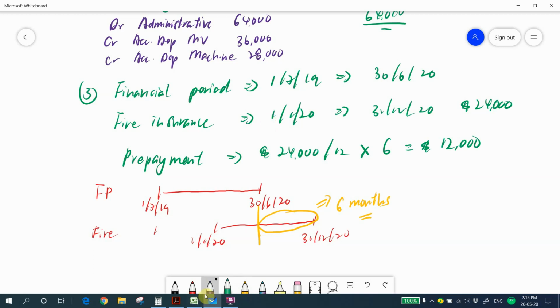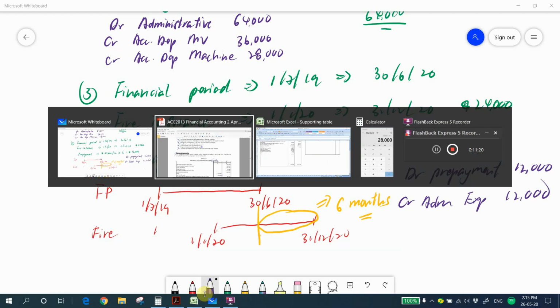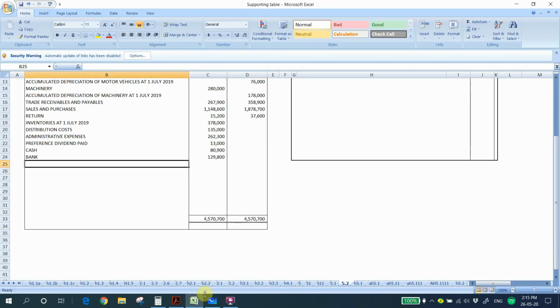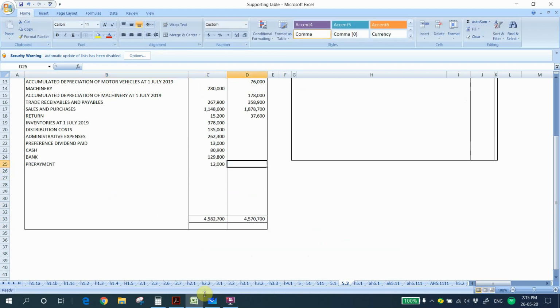Next, we are going to show the double entry for this 12,000. So we debit the prepayment account 12,000 and we credit administrative expenses by 12,000. So let's reflect this in our trial balance. We have a prepayment of 12,000 on the debit, and then your administrative expenses. We have to write credit, right? But this amount is on the debit, so we use minus 12,000.